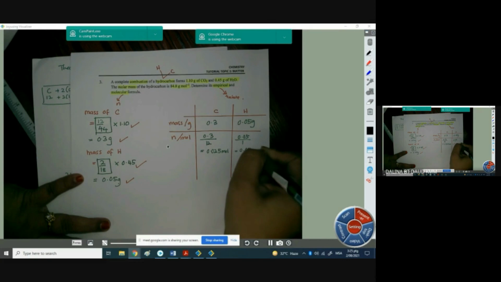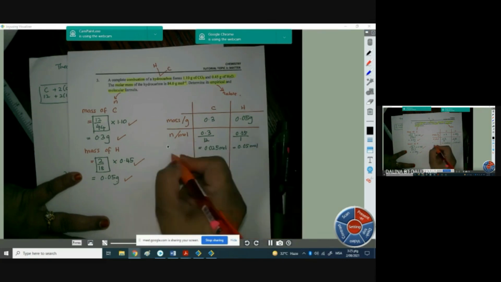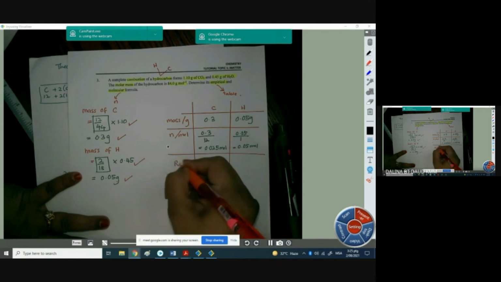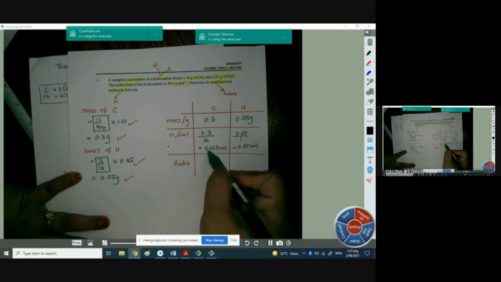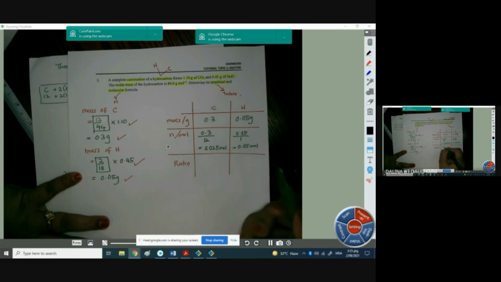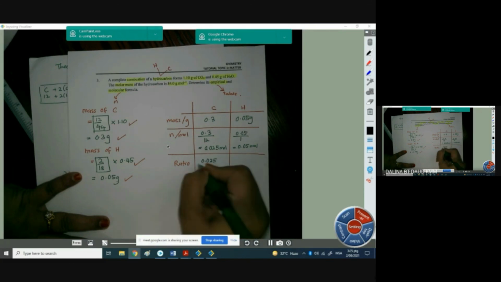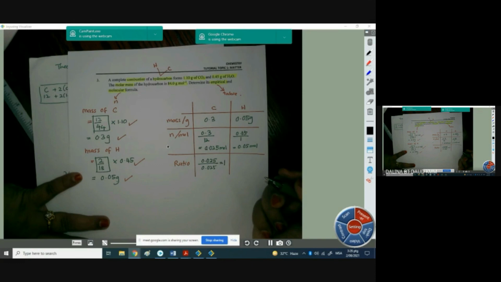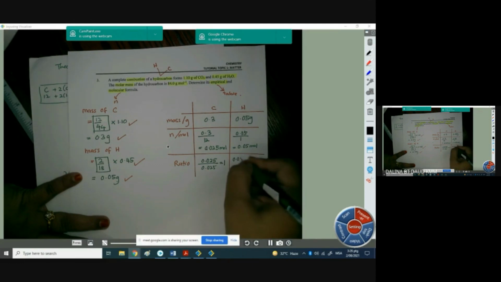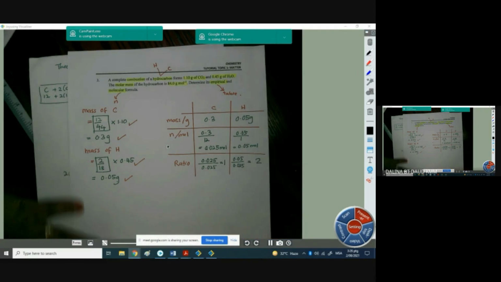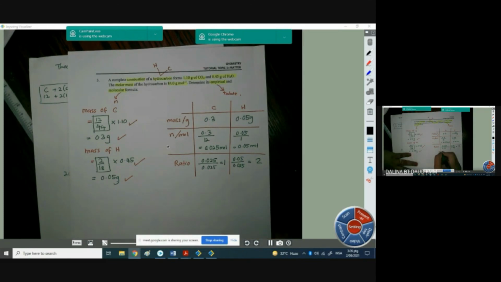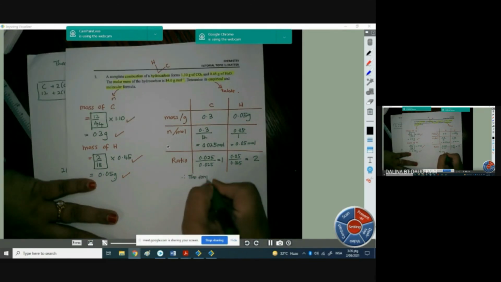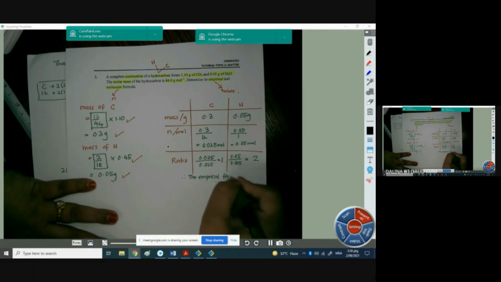Okay, now you cari ratio. So untuk ratio kita bahagi dengan yang paling kecil, iaitu 0.025. 0.025 divide 0.025, so equal to 1. Dia mesti whole number ratio, mesti nombor bulat. 0.05 divide 0.025 equal to 2. Okay, therefore the empirical formula equal to CH2.